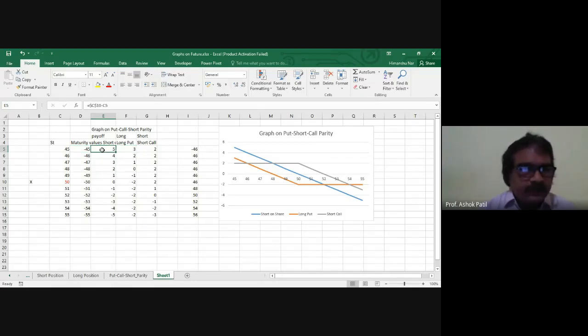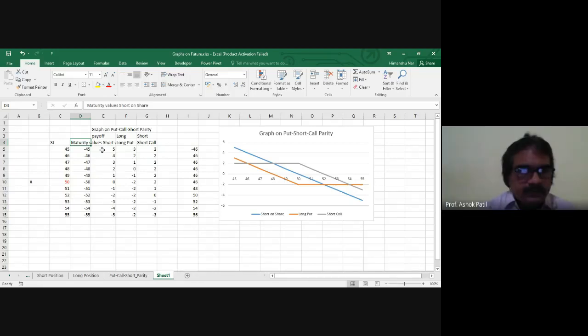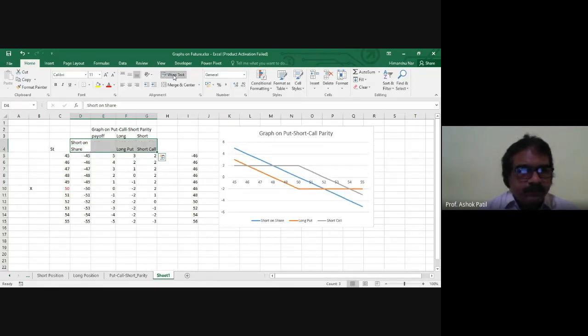Yes, sir. If you select D4 to G4, select that horizontal. No, hold on. Just select that. Hold on. Don't write inside. Select this way. And wrap text. Go to that menu bar strip. Wrap. Yeah. Okay. So now you can write what is this second column E.